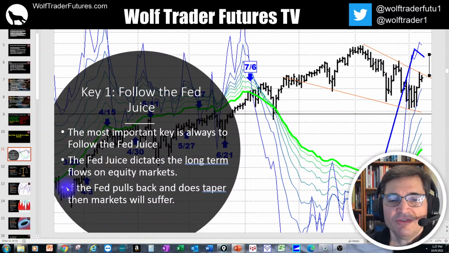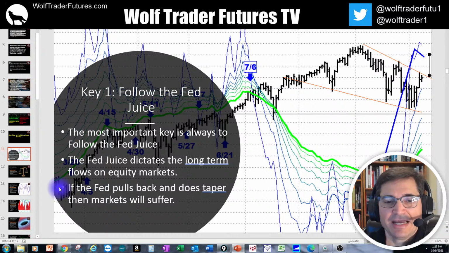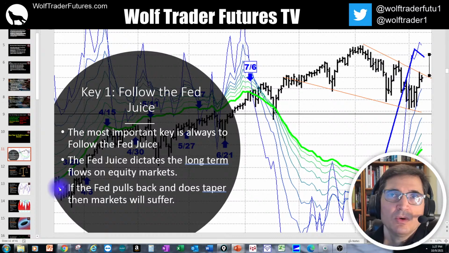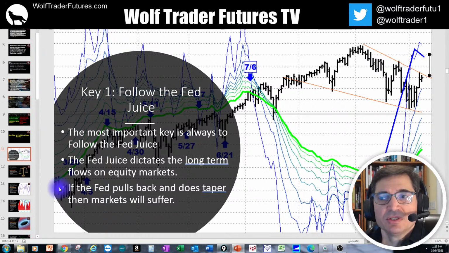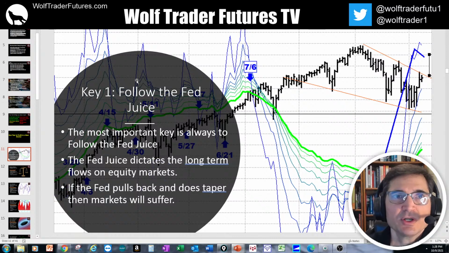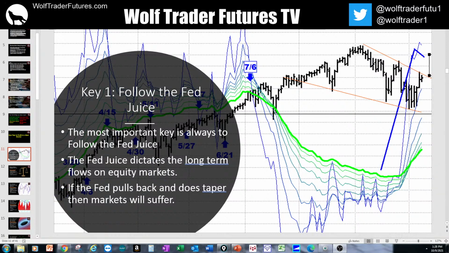If the Fed pulls back and does taper, then these markets will suffer. There's a lot of political pressure right now on the Fed to taper. So this is not an ideal time for them to be seeing a declining market. This is not their preference, to see a situation where they're under pressure to taper and yet here comes the market.